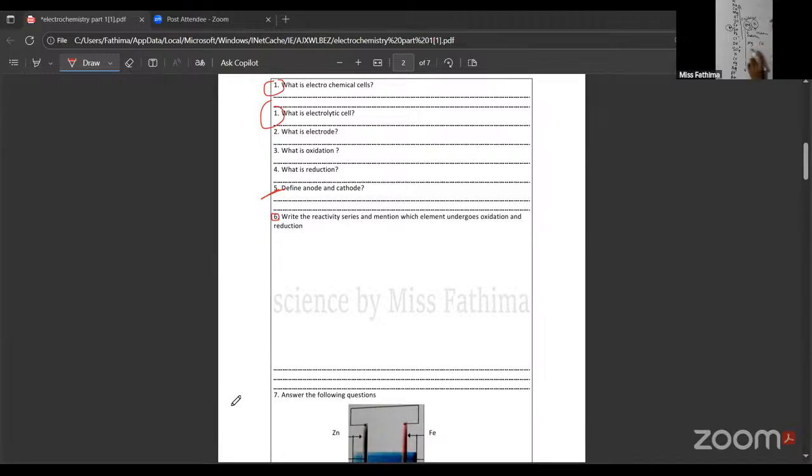Now, if you have magnesium and copper, out of these two, which is above? You know magnesium is above. In this case, magnesium will undergo oxidation. The element which is above will undergo oxidation. It doesn't have a particular element from this to this. Out of the given elements, whichever is above in the reactivity series will undergo oxidation. Then the remaining one will undergo reduction. Understood? So do the questions. We can move to the next part.